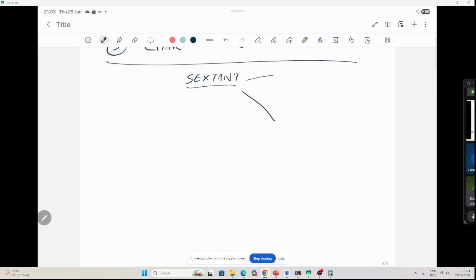One table is called the almanac. The other table is called Norie's table. Norie's nautical table. Okay.